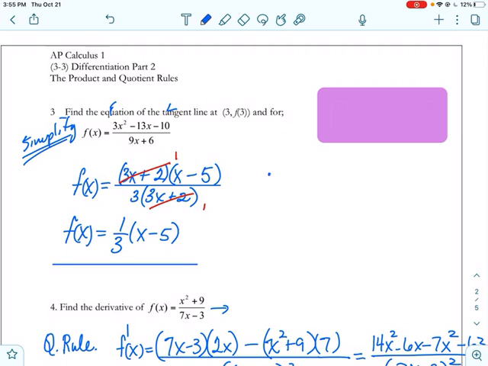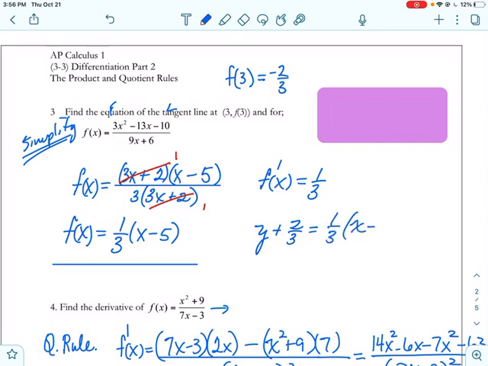So we could say f prime of x is then equal to, if that's our f of x, 1/3, right? Now watch what happens if we use the point where x is 3. f of 3 in this case is negative 2/3: keep the 3 in the denominator, plug in 3, and 3 minus 5 is negative 2. So we would have y minus a negative 2/3, which would be y plus 2/3, equals 1/3 times the quantity x minus 3.